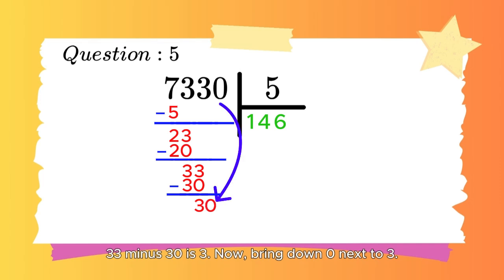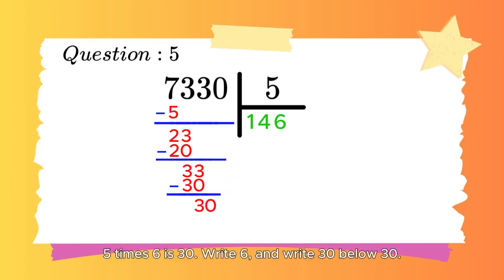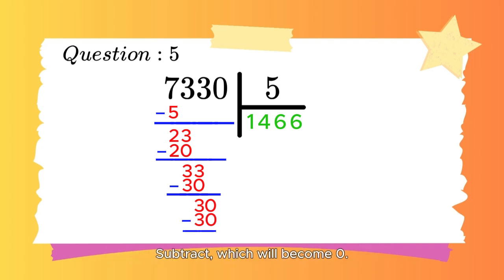Now bring down 0 next to 3. 5 times 6 is 30. Write 6 and write 30 below 30. Subtract, which will become 0. So when we divide 7,330 and 5, it will become 1,466. You also can check your work by multiplying 1,466 and 5.